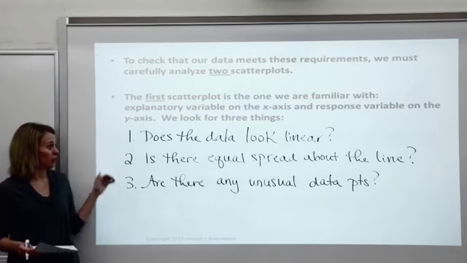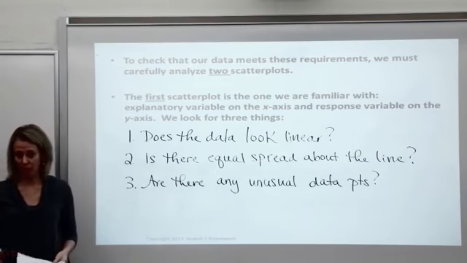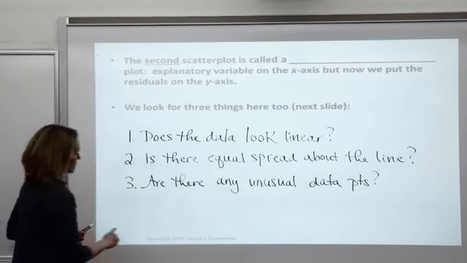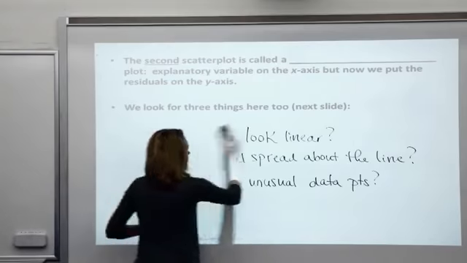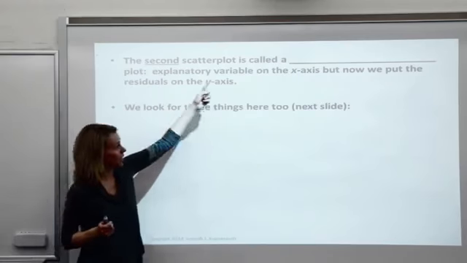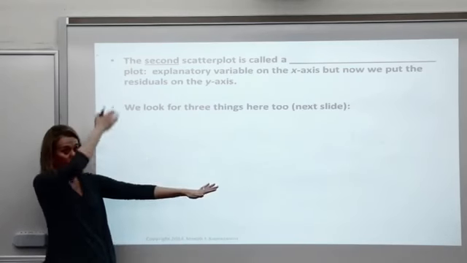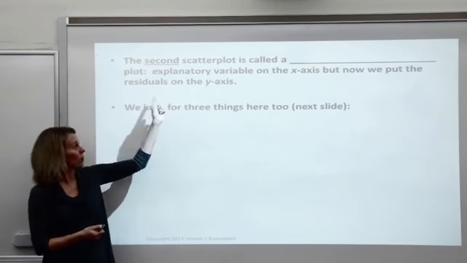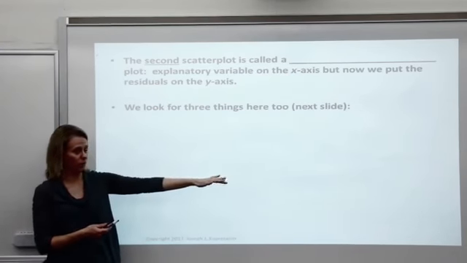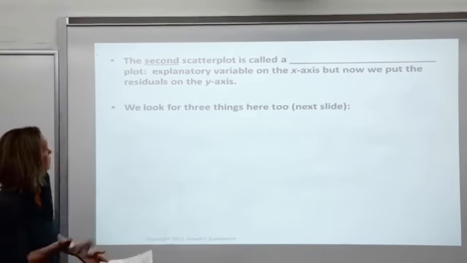In addition to the normal scatter plot that we're used to looking at, we're going to now look at a second scatter plot to check our conditions. So let's talk about this second scatter plot, something new. The explanatory variable still goes on the x-axis, but instead of plotting the x variable versus the y variable, on the y-axis we're going to put the residuals. So this time the explanatory variable is still on the x-axis, but we're going to look at x values versus their residuals. The name of this plot is called a residual plot.